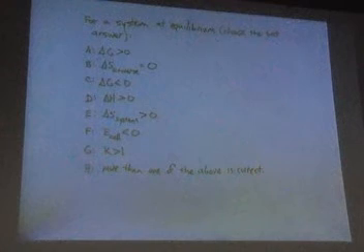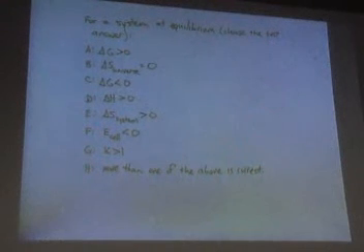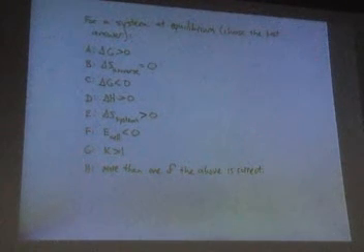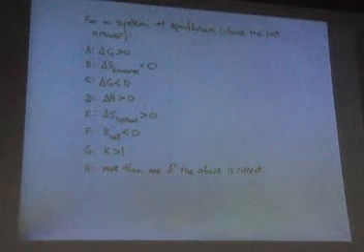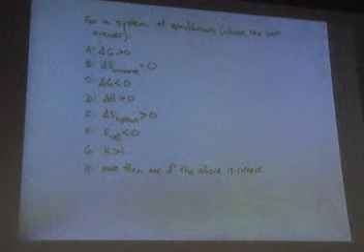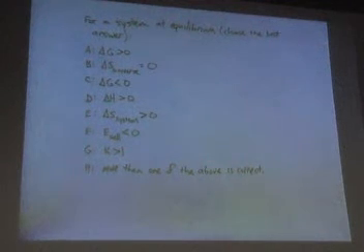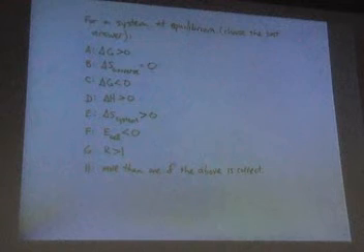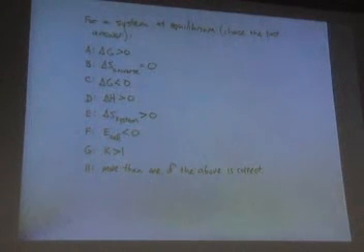Okay, for a system at equilibrium, choose the best answer. Delta G greater than 0, delta S universe equals 0, delta G less than 0, delta H greater than 0, delta S system greater than 0, E cell less than 0, K greater than 1, or more than one of the above is correct.